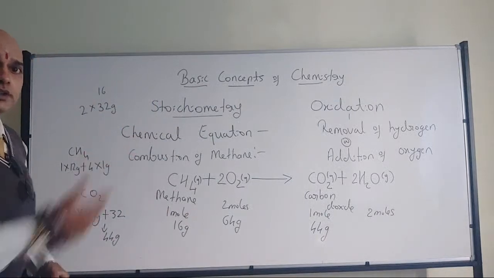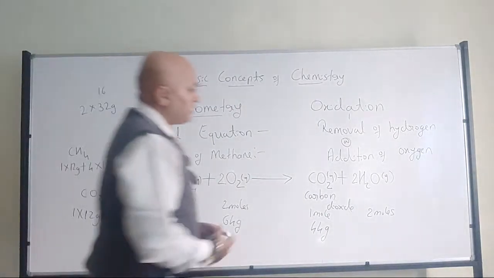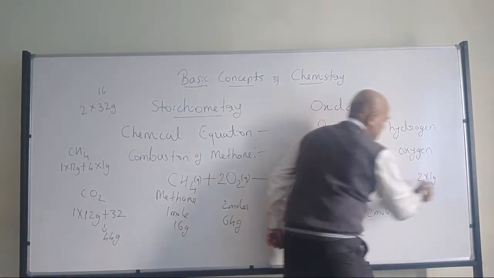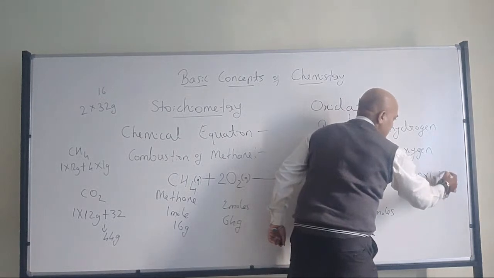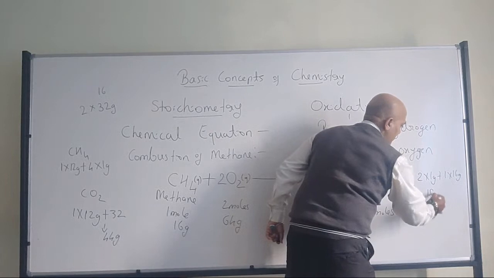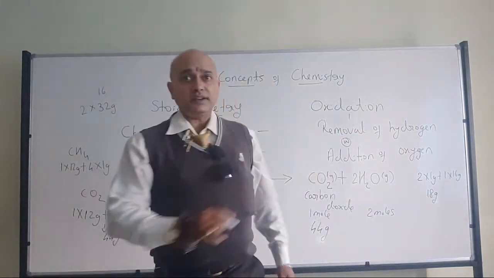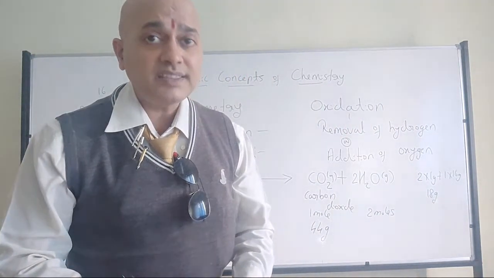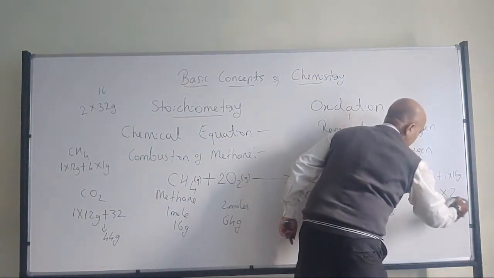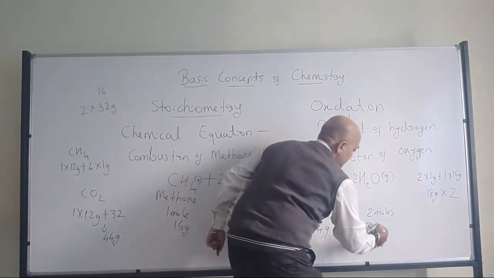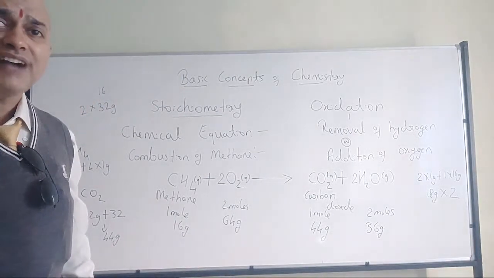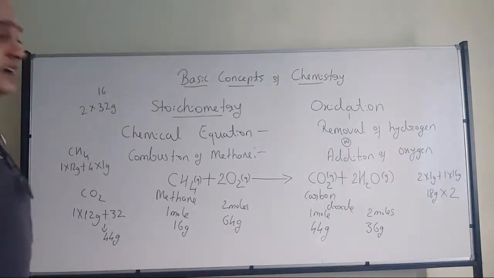Right? What about water? 2 moles of water. 1 water is 2 into 1 gram, that is related to hydrogen, plus 1 into 16 gram, that is related to oxygen. So therefore 18 gram is for 1 water. But how many water molecules are there? 2. You people have written already. Yes, 18 into 2. That means we have 36 grams of water. Very good. Fine. So that's where we have the reaction.